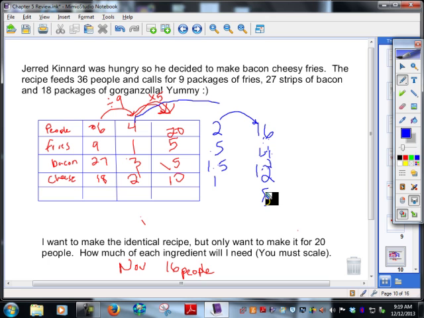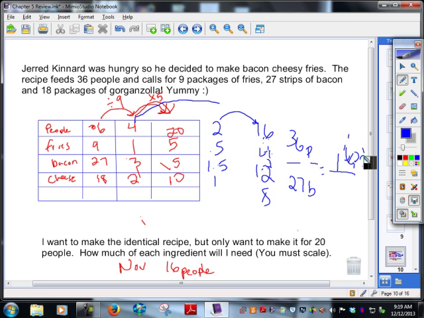Again, to check it with your proportions, you just do the original one. You say, okay, what if I had 36 people, and I know that for 36 people, I need 27 slices of bacon. How much bacon will I need if I have only 16 people? And then you can cross multiply and divide and check it that way.